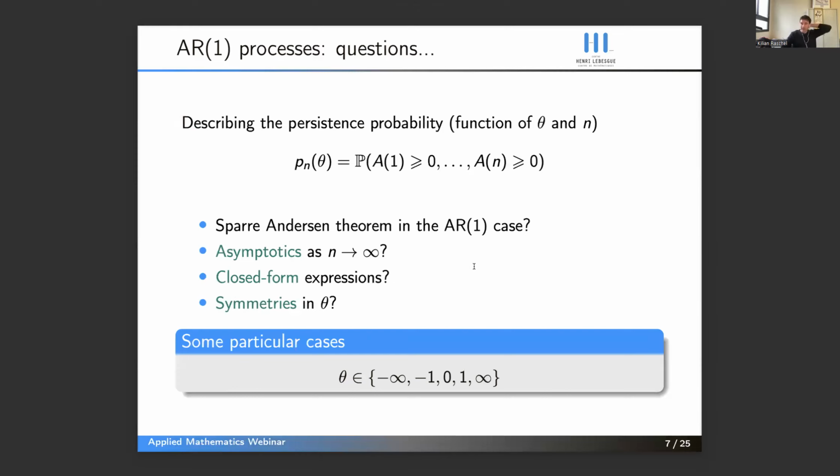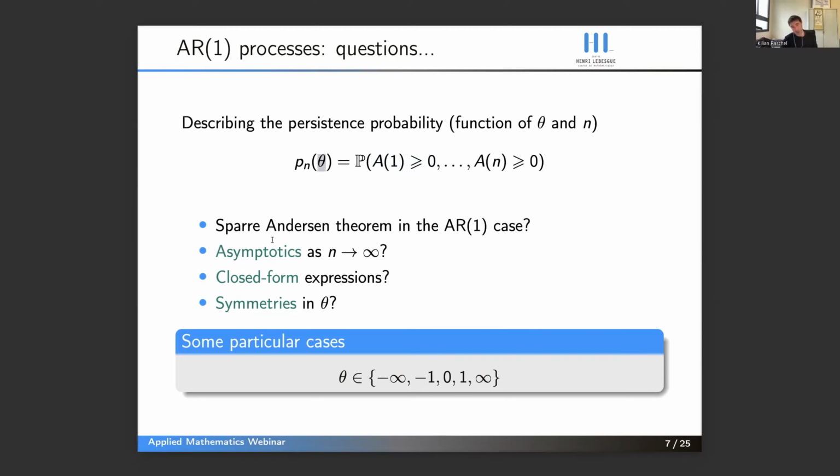And now I can formulate the main question. So we have this autoregressive process A of n, and we can define the persistence event, which is that this process is positive or non-negative at time 1 up to time n. And now it has to depend on n and also on this parameter theta. So it's a family of functions of theta.